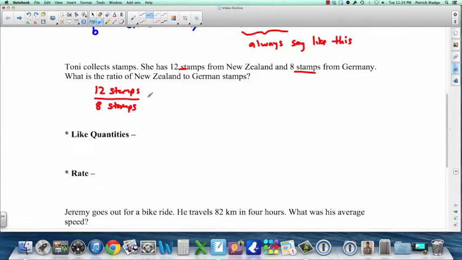Now, something interesting here. 2 ways we can simplify this. One way is, if you notice, we have stamps and stamps. You got the same thing on top and bottom. So you can cross those out. You can cancel them. You can divide top and bottom by stamps, and they're gone. The other thing you can do is you can simplify the 12 over 8. What goes into 12 and goes into 8? 2 does, but there's a bigger number, 4. Divide them both by 4. You get 3 to 2. So the ratio of New Zealand to German stamps is 3 to 2.